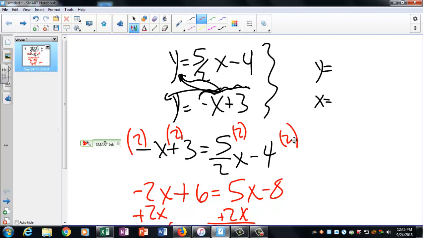Now, I don't know about you, but I'll go to the one that doesn't have a fraction. Cheyenne's like, no, I want to do the one with a fraction. All right, well, you do that.